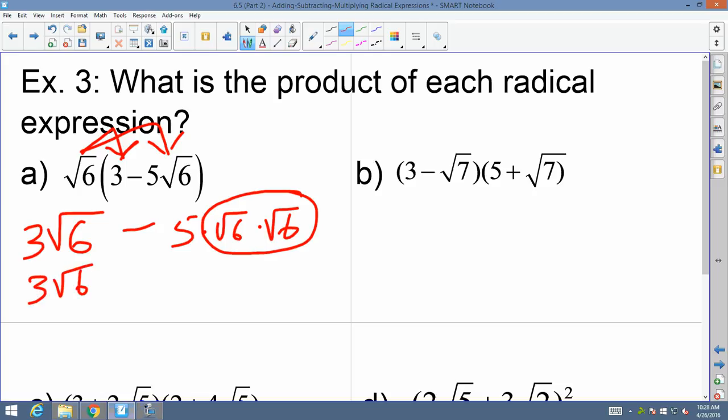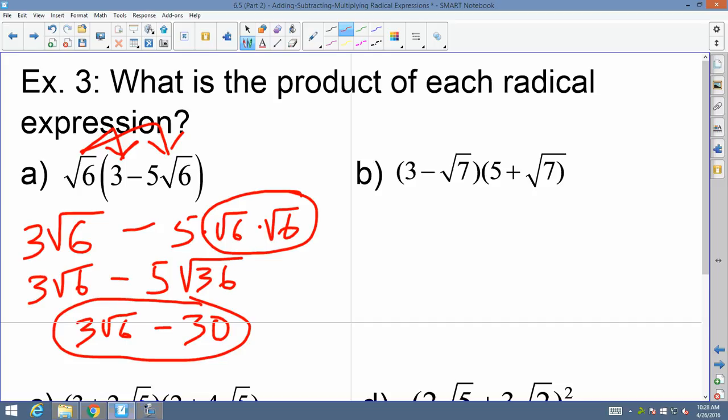This is 3 square root of 6 minus 5 square root of 36, which is technically correct. Square root of 36, though, is 6. What's 6 times 5? Okay, so this would be 3 square root of 6 minus 30. Now, you can do it the long way, guys, and there's no problem with that. And I'm very proud of you.